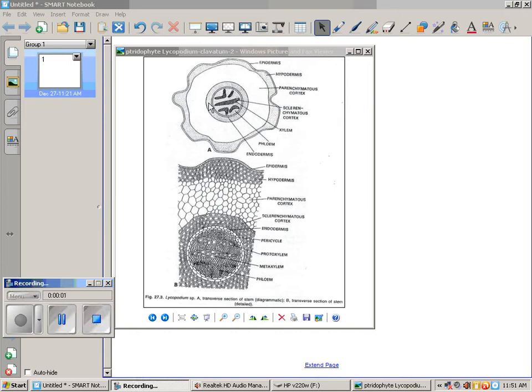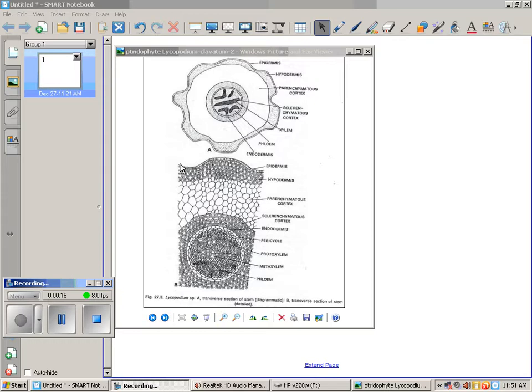This is the internal structure of the Lycopodium stem. The Lycopodium stem is differentiated into three zones: the outer epidermis, the cortex, and the stele. Three different zones are present. The outermost layer is the epidermis.